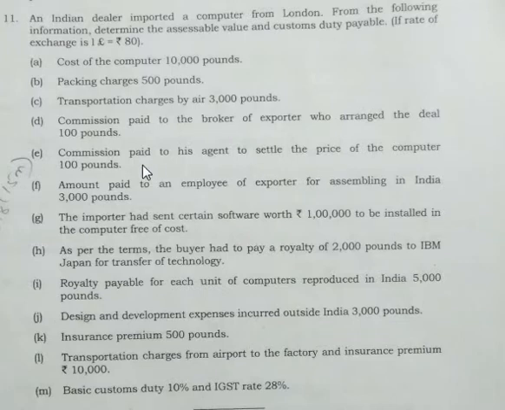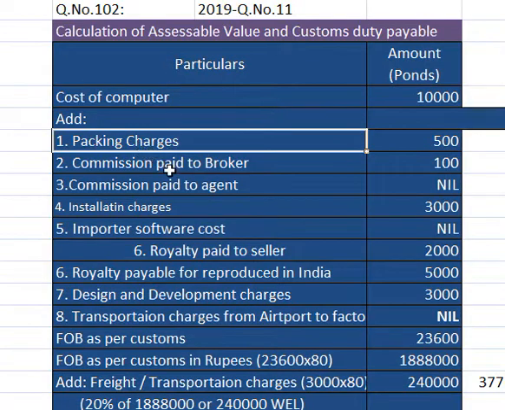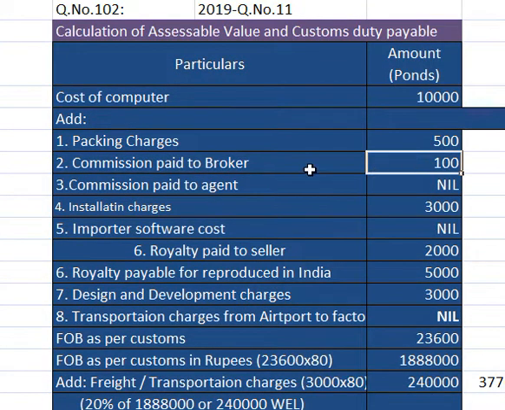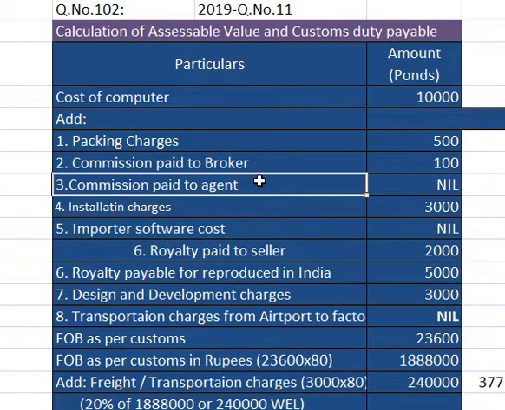So there are two kinds of commission. I said that commission paid to the importer's agent is not considered, and the other, commission paid to the exporter's broker, is considered. Is it clear? Both are 100 pounds. See, commission paid to the broker is considered. Commission paid to the agent is not considered. It is not a part of your FOB. Remember, commission paid to the importer's agent is not included in the FOB. I think it is clear to each one of you.